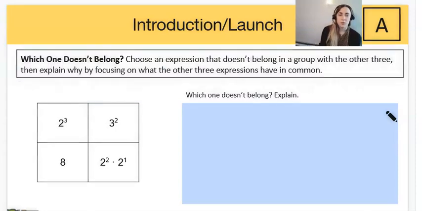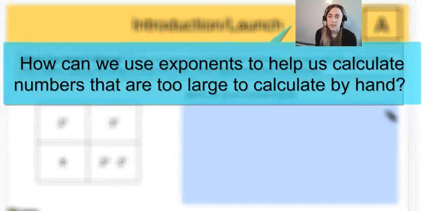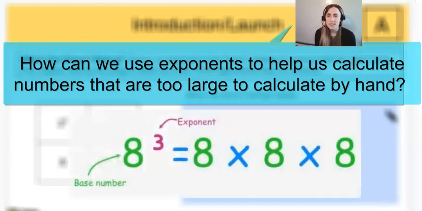Today's lesson will answer the question, how can we use exponents to help us calculate numbers that are too large to calculate by hand? Before we start, I want us to clarify some vocabulary. You can see 8 in green is called the base, and in pink we have our exponent, which is 3. So take a moment and look at the relationship between 8 to the third power in exponential notation on the left and expanded form on the right.